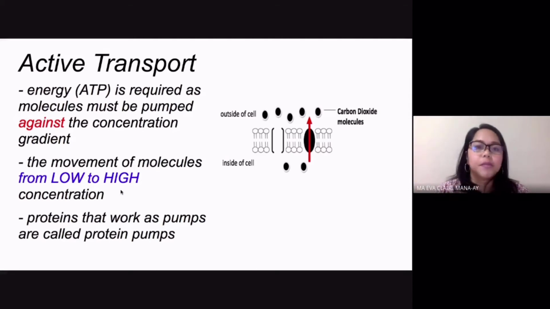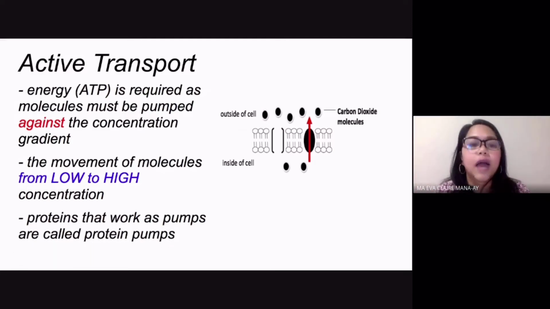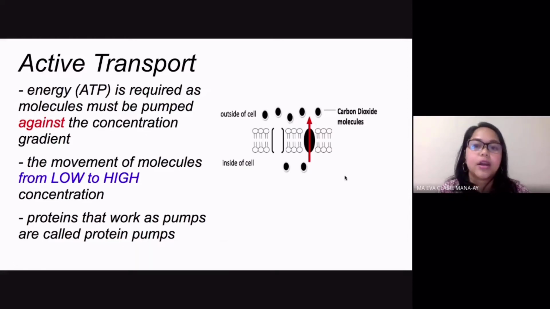Now, you also use your membrane proteins in your active transport, just like your facilitated diffusion. But the membrane proteins here are called protein pumps. We call these membrane proteins protein pumps because they need to pump those molecules, since they are working against the concentration gradient. Again, the movement is from an area of lower concentration to an area of higher concentration. It's the opposite of your passive transport.